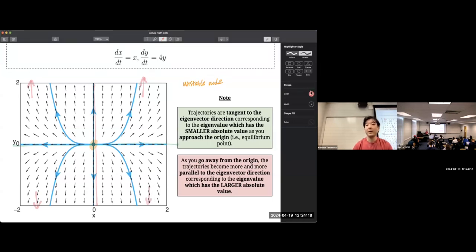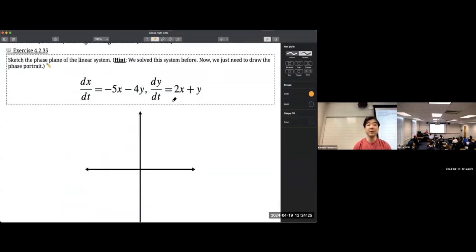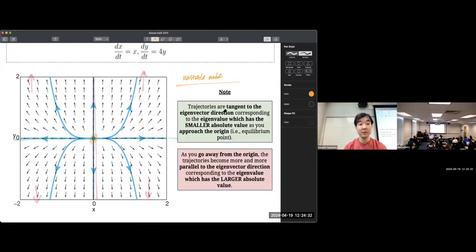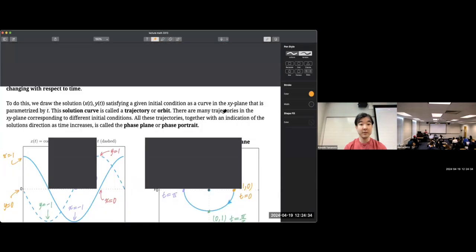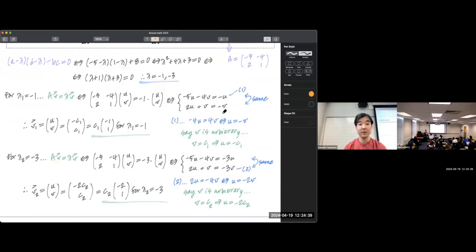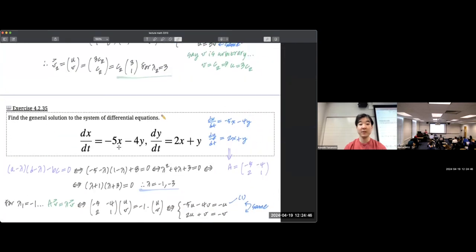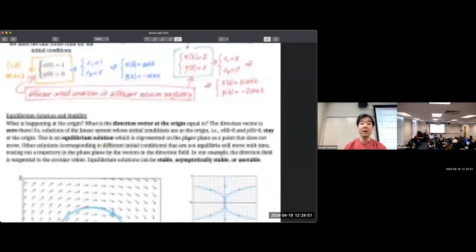Okay. All right, so let's do one that we had done before. This one is 4235, I think. We did it back then. This one right here. So we got this as the solution right here. This was back when we were solving this system, -5, -4, 2, and y, and 1.